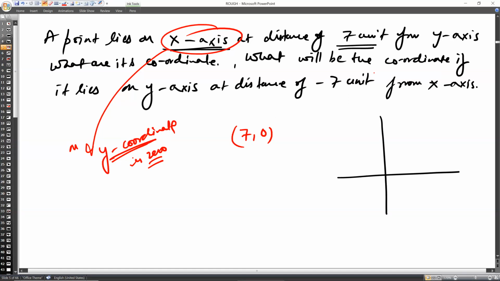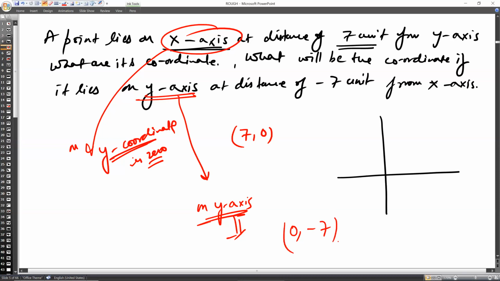What will be the coordinate if it lies on the y-axis? On the y-axis, which coordinate is 0? Tell me. The x coordinate is 0, no? So 0, and it lies at minus 7 units from the x-axis, so it will be (0, -7). This is very simple.